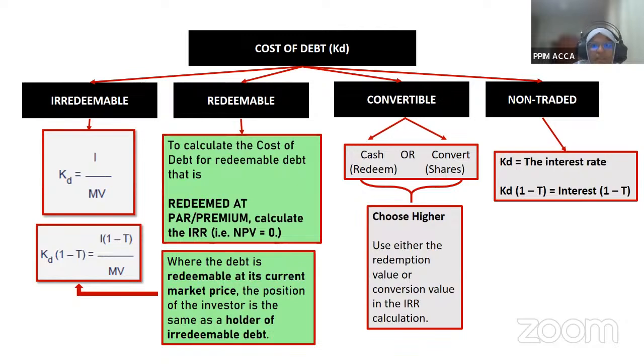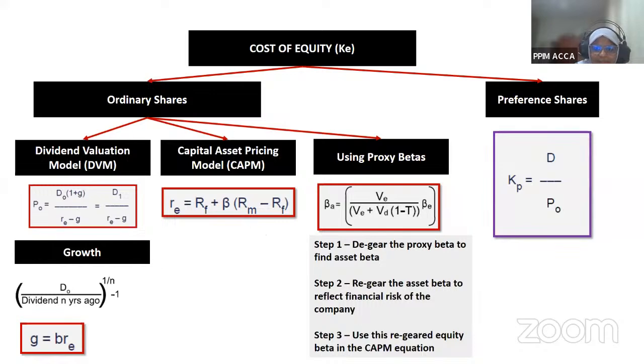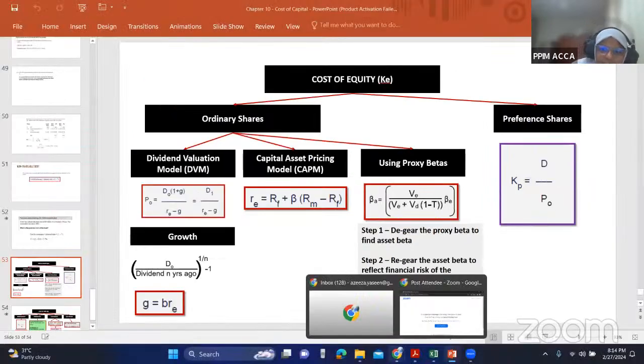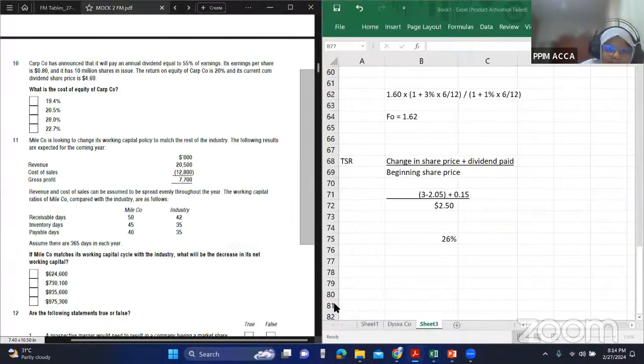Okay, so if you want, you can take a picture of this. It will help you because I have basically given a summary of all the different calculations you need for the entire cost of capital chapter. Okay. So that is debt and this is equity. Right. So now let's look at our question and see how we can calculate this cost of equity.